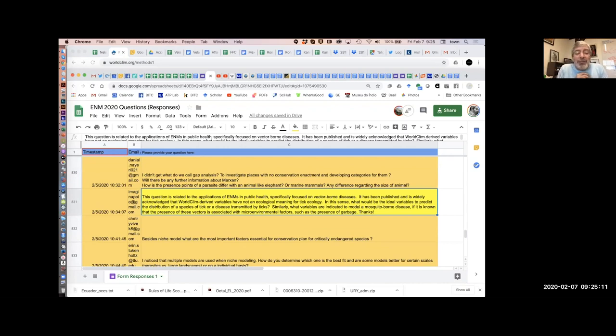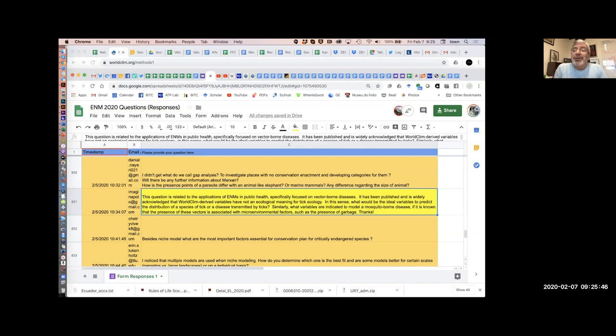This question is related to the application of ENMs in public health, specifically vector-borne diseases. It has been published and is widely acknowledged that WorldClim-derived variables do not have an ecological meaning for tick ecology. Well, I'm going to disagree with that. Especially because then the person asking this question, speaking about mosquitoes, says it's known that the presence of these vectors is associated with microenvironmental factors such as presence of garbage.